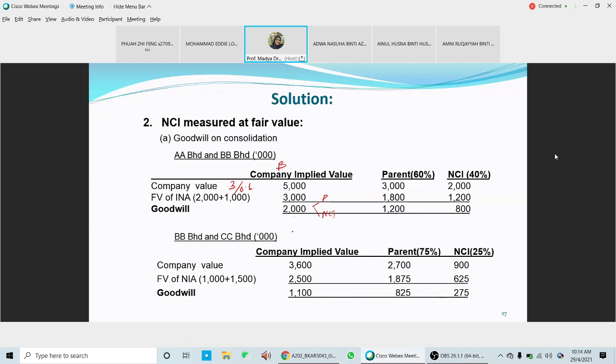Okay, for B and C here, the implied value of the company is 3.6, which is 2.7 divided by 0.75. The net assets here are 2.5, from share capital 1 and reserve 1.5. So the goodwill here is 1.1. So 1.1, 75% for the parent and 25% to the NCI. So for the parent 825, and for the NCI here 275. Yeah, so this is what we have.